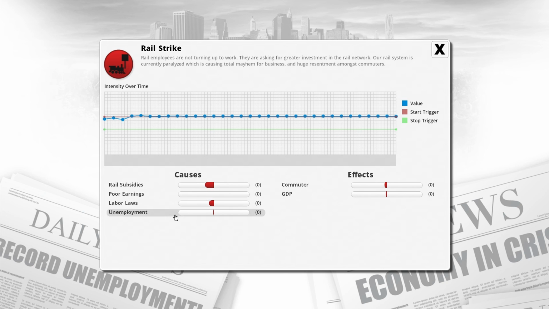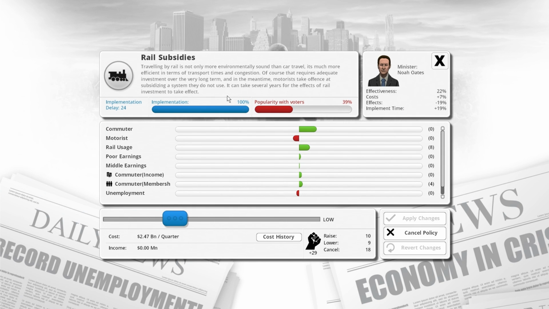Well, that's not part of that. Labor laws and unemployment. So rail subsidies. Let's click on this. Seems like I need to spend a little bit more money here. It's going to please commuters. Motorists won't be pleased by it. Rail usage will go up. Poor earnings will go up. Middle earnings. Okay, so this is how much money these groups make. Commuter income will increase, and commuter membership will increase.